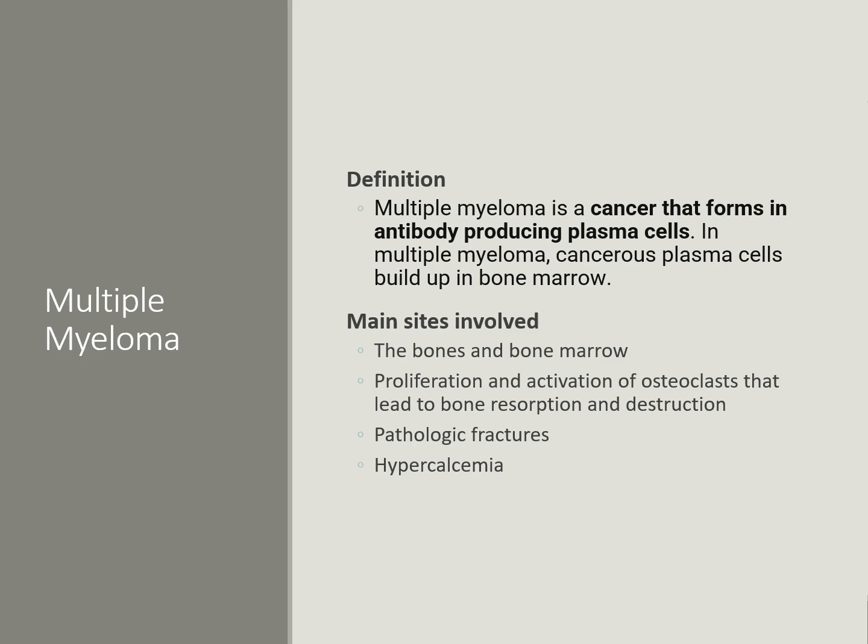And the final malignancy we're going to talk about is multiple myeloma. So multiple myeloma is a cancer that forms in antibody-producing plasma cells. So in multiple myeloma, cancerous plasma cells start to build up within the bone marrow. So the main sites in the body involved in multiple myeloma are the bones and bone marrow. We also see this proliferation and overall activation of osteoclasts. And so we see an increase in bone resorption and destruction in patients with multiple myeloma. And so they develop things like pathologic fractures and hypercalcemia in response to that.